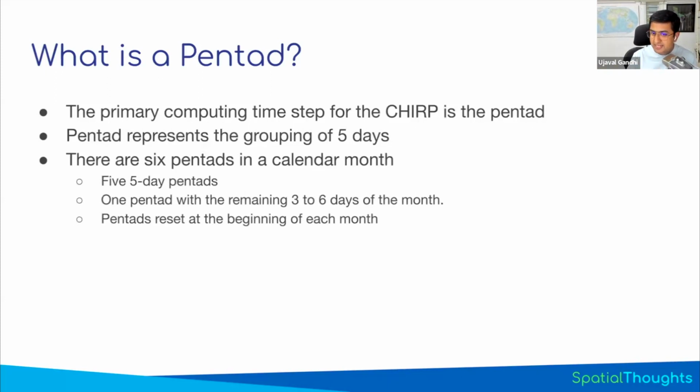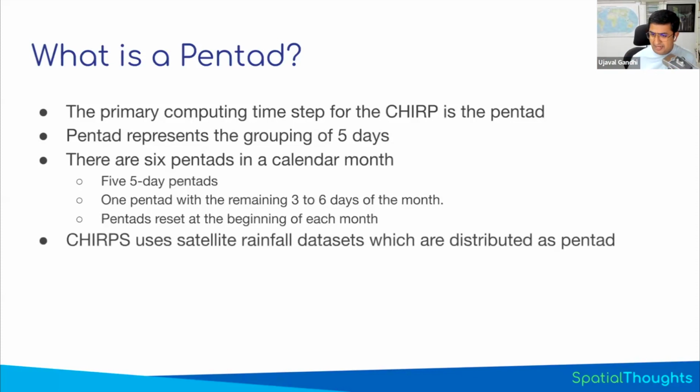So CHIRPS will tell you what was the rainfall that happened in the first 5 days. There'll be one value. It'll tell you what was the rainfall over the next 5 days, and so on. So the unit of measurement is over a pentad. Why pentad? That's an odd thing, because CHIRPS uses some other input dataset, which also comes as pentad. That's how it was done historically. So again, we do not know exactly the distribution of rainfall within those 5 days. You just get the total rainfall that happened in that grouping of 5 days.